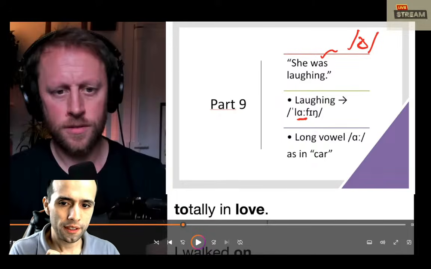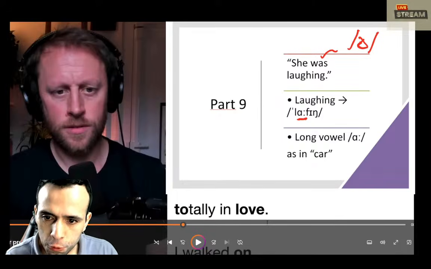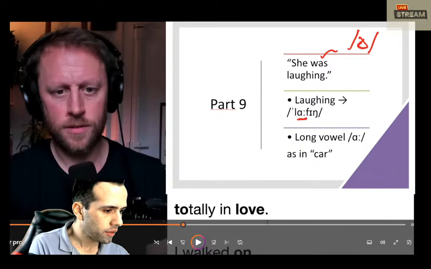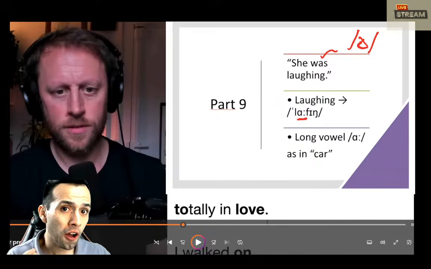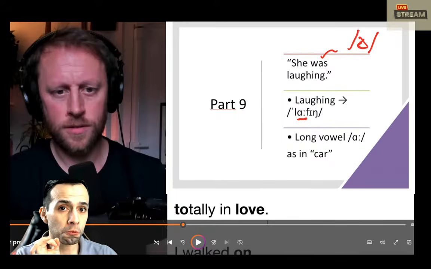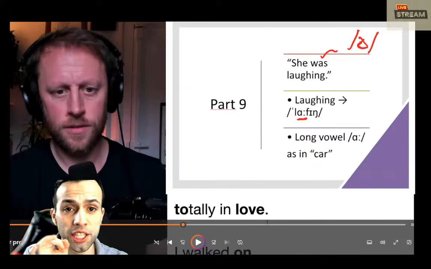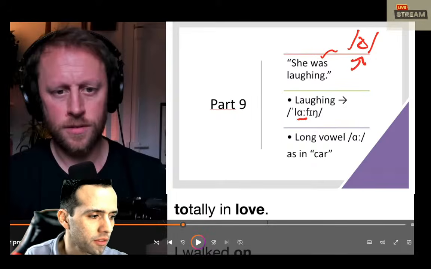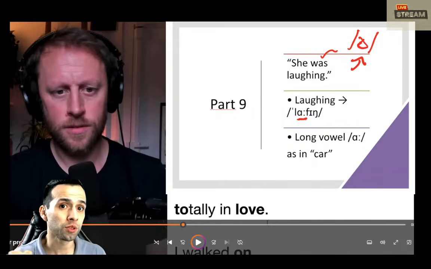All right. So let's continue. And yeah, she was laughing, and in the word was, actually this is pronounced as was, with a schwa sound. Okay, this is a symbol for that sound, representing that sound. And she was laughing.